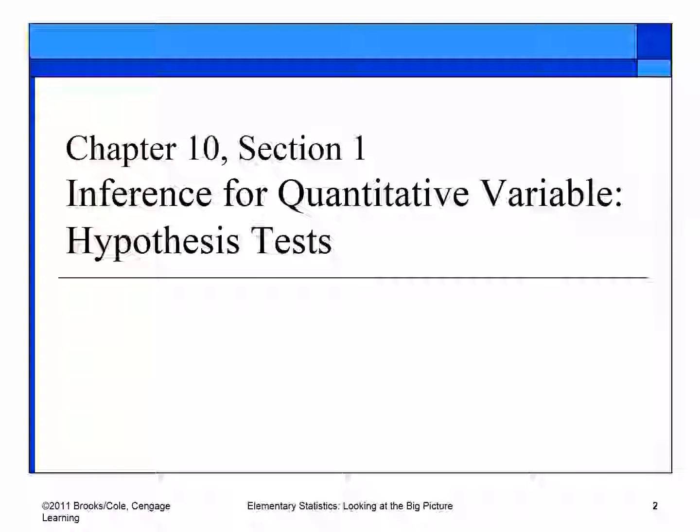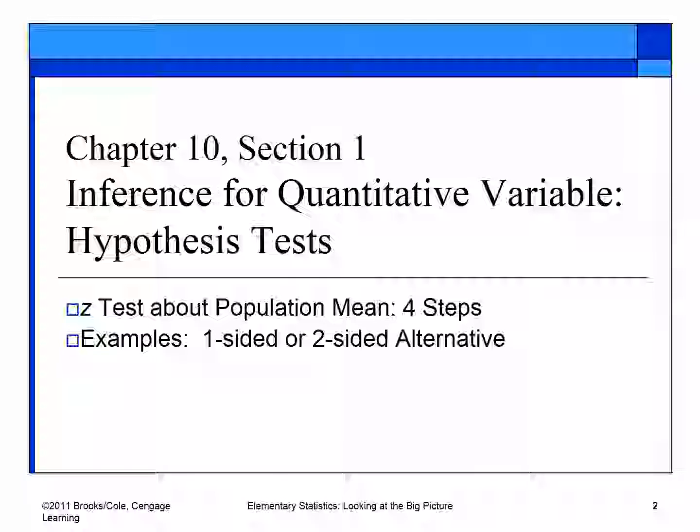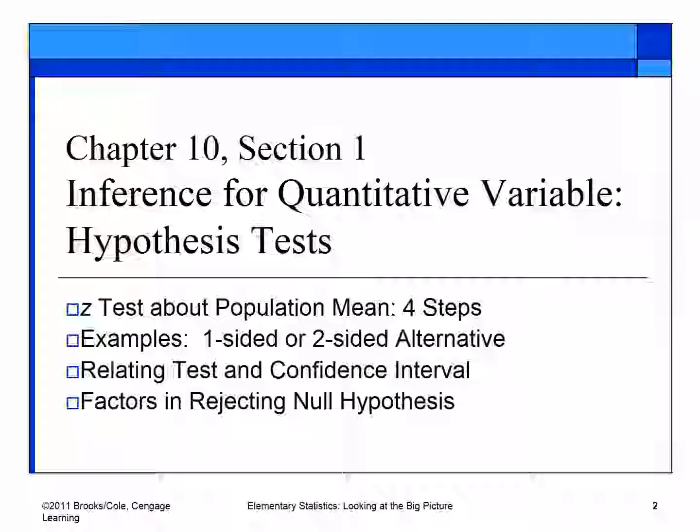We'll also talk about hypothesis tests for a quantitative variable. We'll talk about the 4 steps in conducting a z-test for a population mean. We'll look at examples using one-sided and two-sided alternatives. We'll relate the hypothesis test back to what we talked about with confidence intervals.